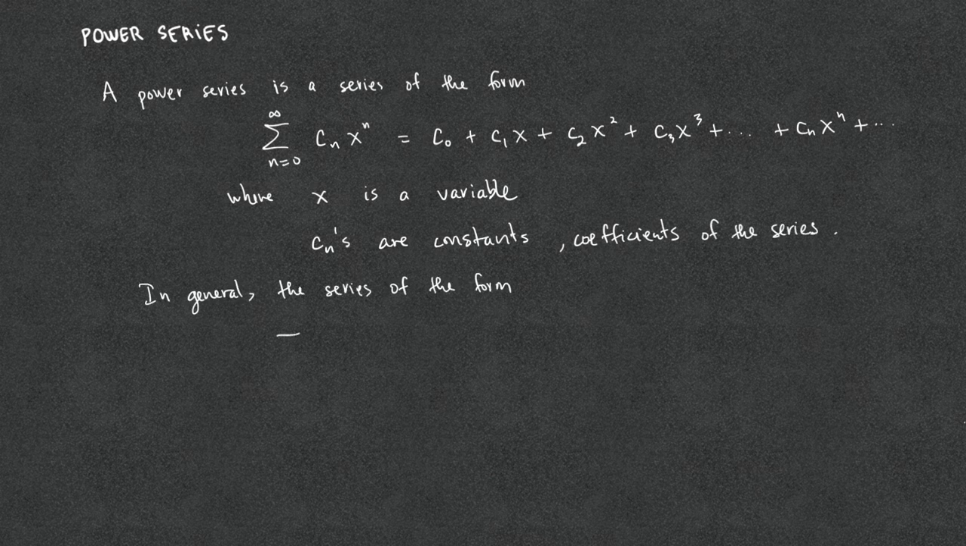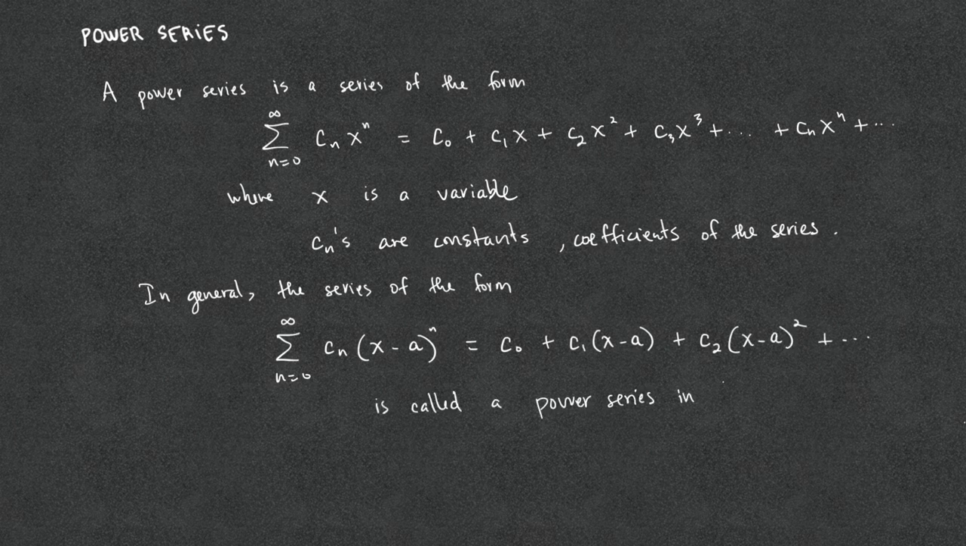In general, a series of the form the summation as n goes from 0 to infinity of c sub n times the quantity x minus a to the n power, which is c sub 0 plus c sub 1 times x minus a plus c sub 2 times x minus a squared, is called a power series in x minus a, or a power series centered at a, or a power series about a.